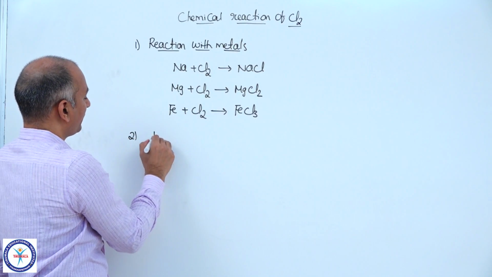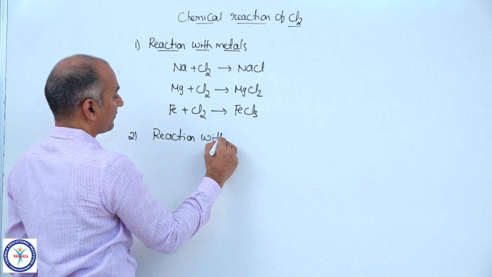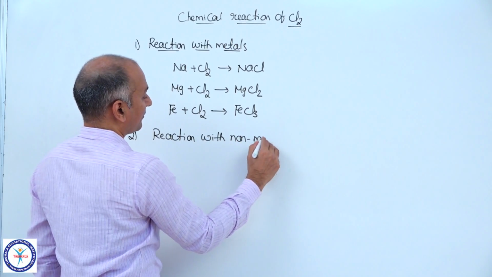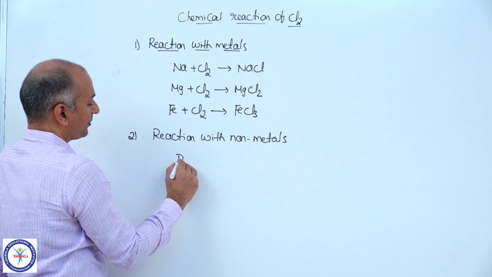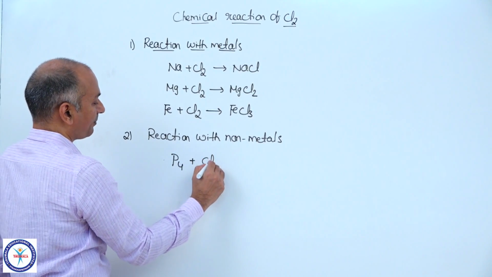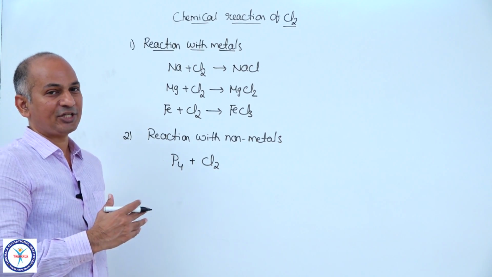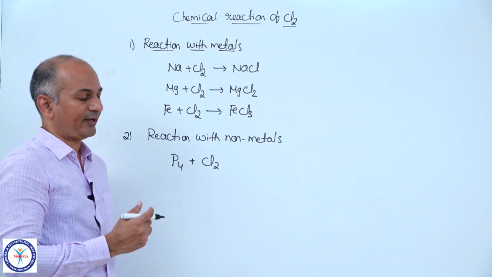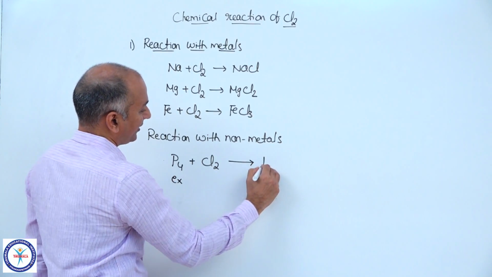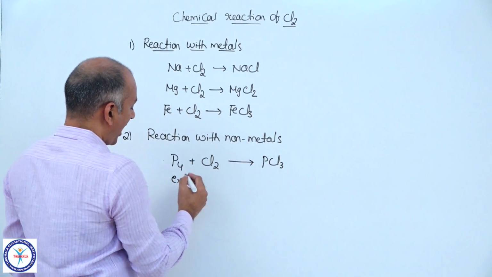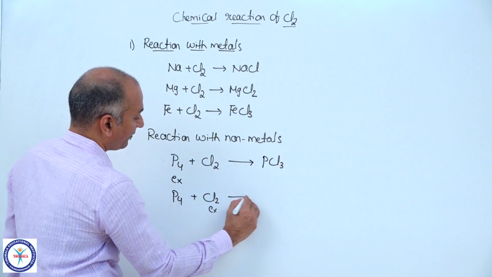Suppose you come to reaction with non-metals. Chlorine reacts with phosphorus, P4, white phosphorus, plus chlorine. All of you recall what is the product that is formed? Depending upon the conditions, maybe PCl3 or PCl5. So if you take P4 in excess, you will get PCl3. On the other hand, if you take chlorine in excess, you will get PCl5.